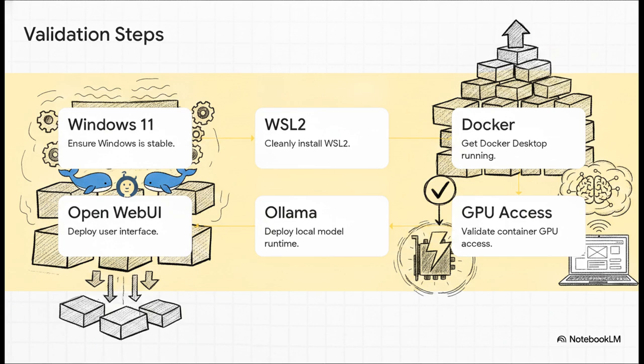Step 1, make sure Windows is stable. Step 2, cleanly install WSL2. Step 3, get Docker Desktop running. Step 4, and this is the absolute critical go or no-go test: you gotta validate that your container actually has access to the GPU. Only after that path is totally proven do we deploy Ollama in Step 5 and our UI in Step 6. Measure and validate first, then expand.